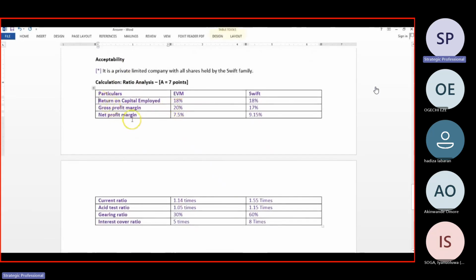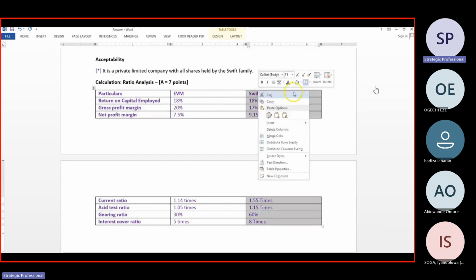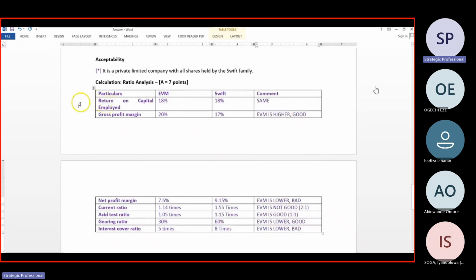I have worked out the ROCE, GP, NP, current ratio, asset test ratio, gearing ratio, and interest coverage ratio. So I will add another column to it. In terms of ROCE, both are the same. Gross profit, EVM is good. Net profit, EVM is bad. Current ratio, EVM is bad. Asset ratio, EVM is good. Gearing, EVM is good. Interest coverage ratio, EVM is bad.